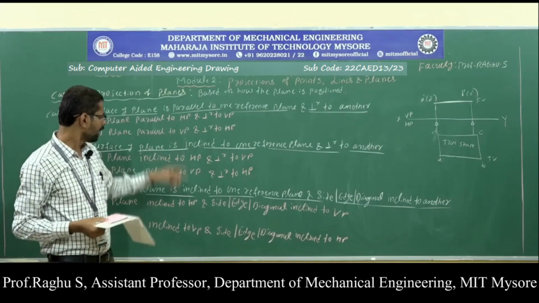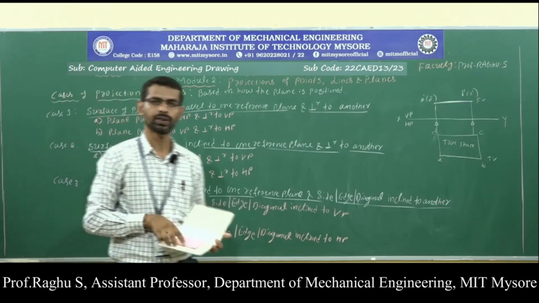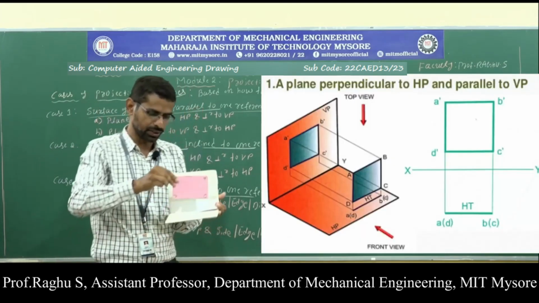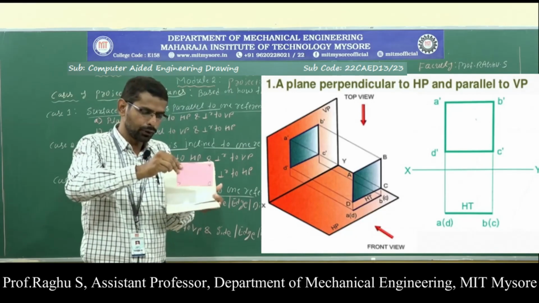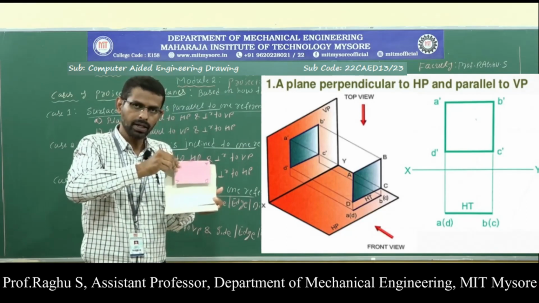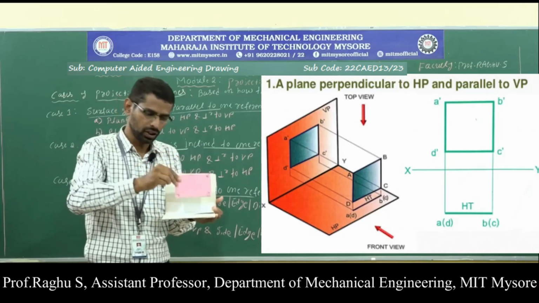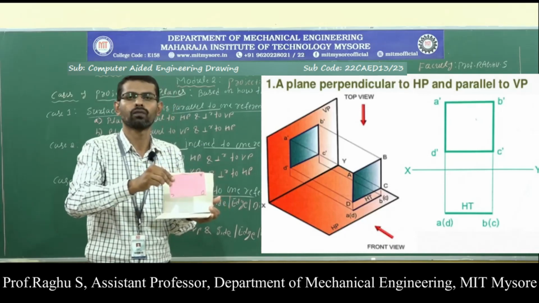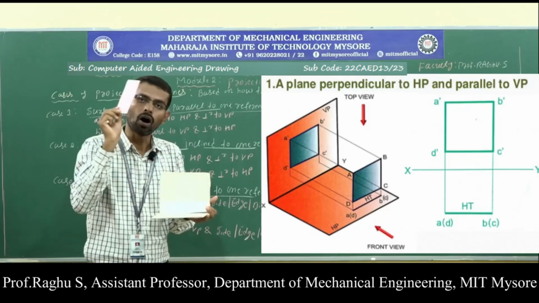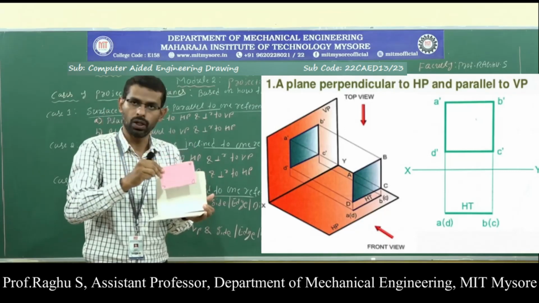Next, plane parallel to VP and perpendicular to HP. The position is like this: plane parallel to the vertical plane and perpendicular to the horizontal plane. In this position, I am supposed to write the top view and front view. Already I told you, always start the drawing with the true shape.